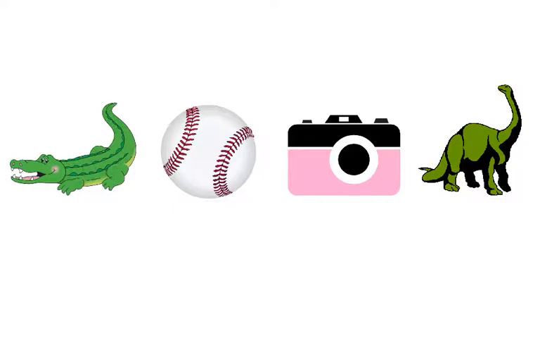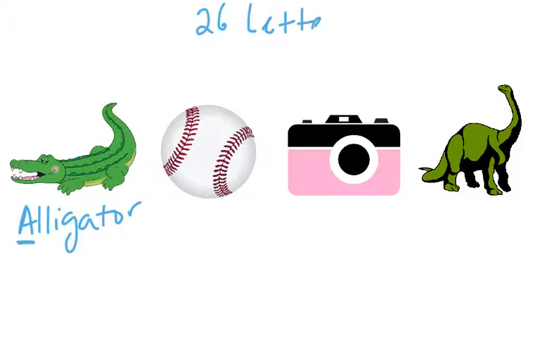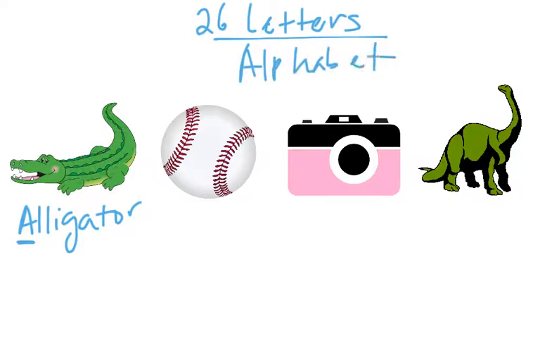Let's start. Now this first picture here is that of, I'm going to give you the vocabulary word, an alligator, and alligator starts with the letter A. So today we're actually focusing on the 26 letters of the alphabet, and this is the standard English alphabet that is used when spoken and written in English.